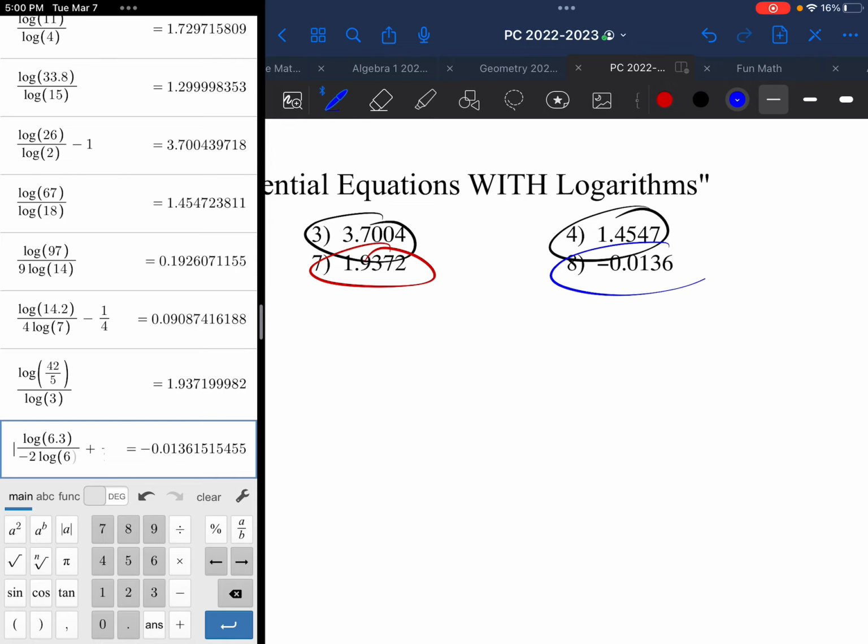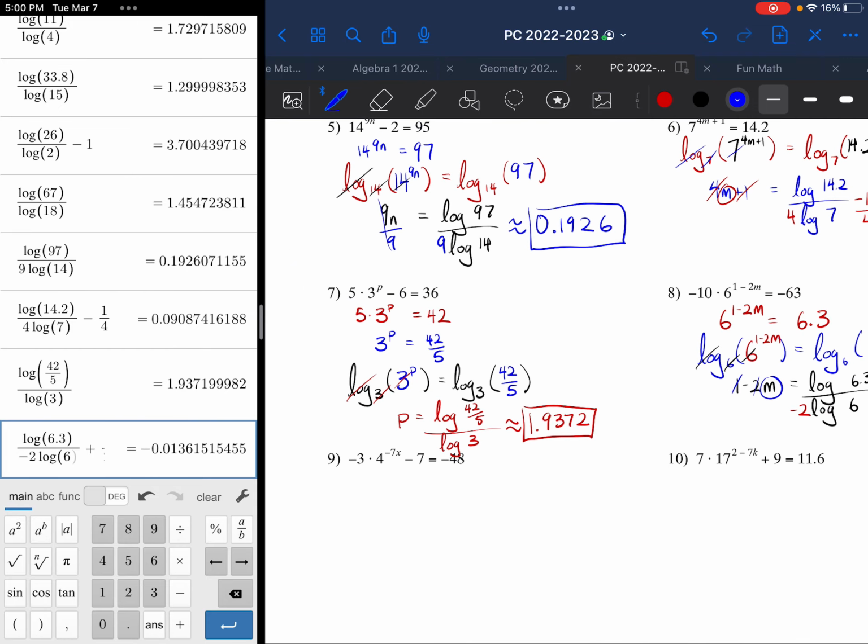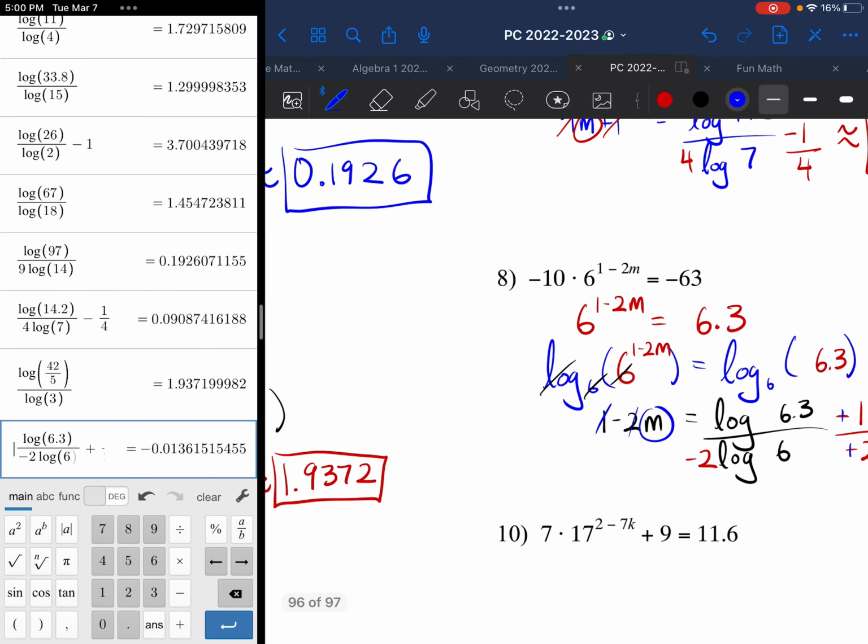Negative 0.0136. Excellent. Well, I made a mistake, so I'm kind of happy that I made that. But I haven't really learned too much aside from be careful with your division, Mr.